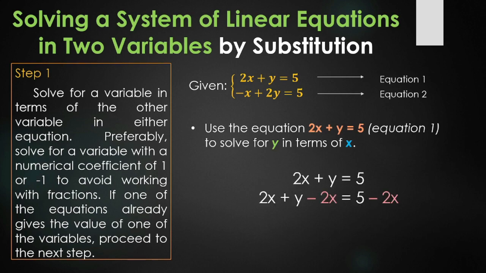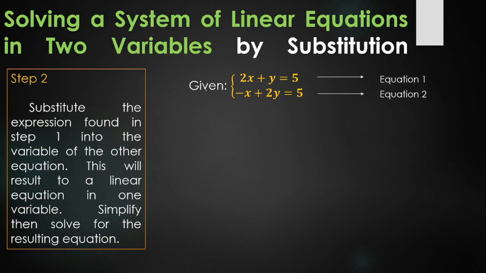To solve for y, by addition property of equality, we are going to add on both sides negative 2x. So we have 2x plus y minus 2x equals 5 minus 2x. So what remains on the left side of the equation is y. And the expression equal to y is 5 minus 2x. So this is the value of y in terms of x.